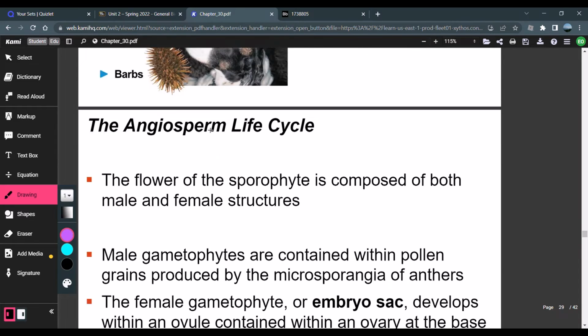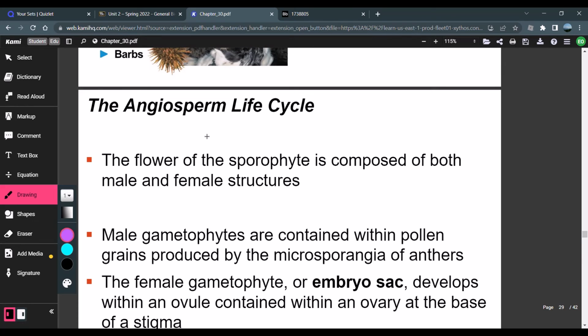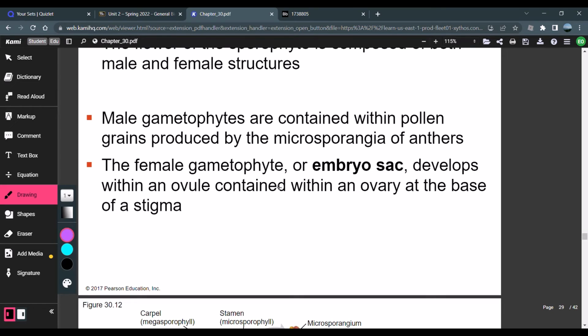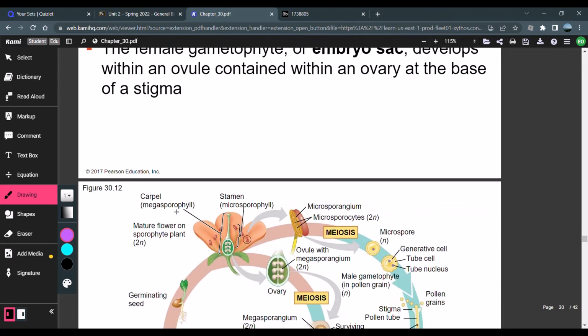And we'll be talking about the angiosperm cycle. So the flower, the sporophyte, is composed of both male and female structures. Male gametophytes are contained within pollen grains produced by the microsporangia of anthers, and the female gametophyte, or embryo sac, develops within an ovule contained within an ovary at the base of the stigma.